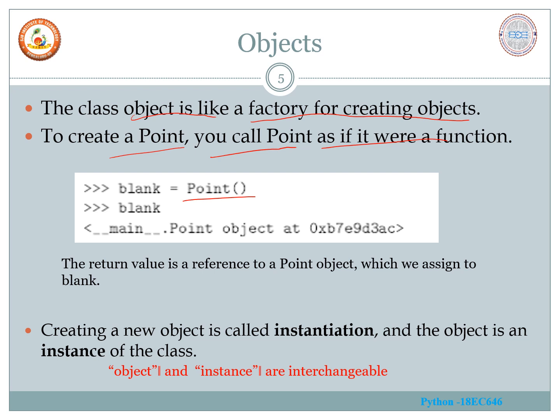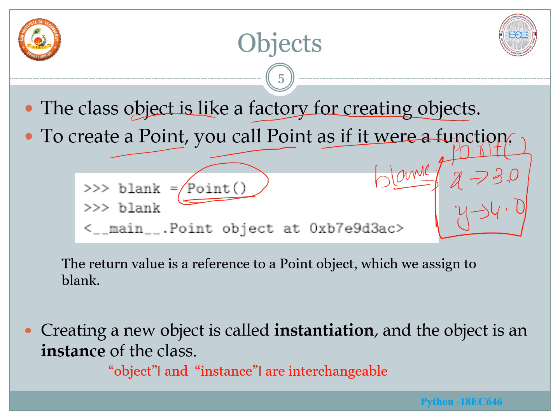Here we have a blank. The blank is a variable which we are assigning with the Point. What does a Point comprise? It comprises x assigned with some value and y coordinate with some value, and this is assigned to the blank. The return value here is a reference to this Point object. The object which we assign to it, the reference is considered to be the blank.